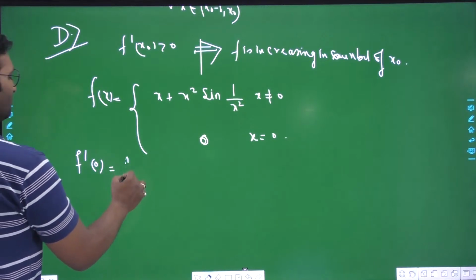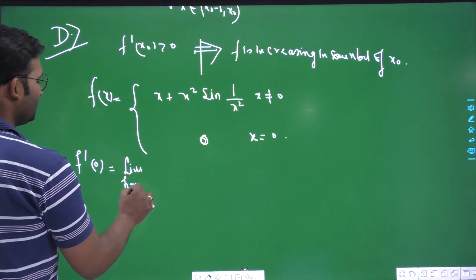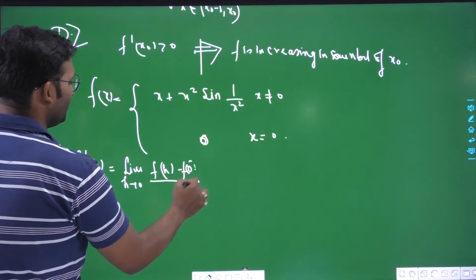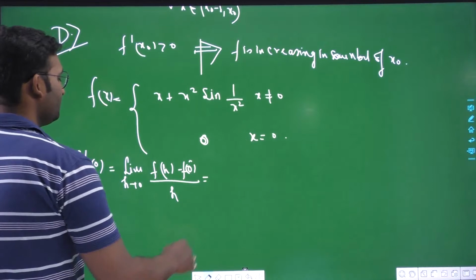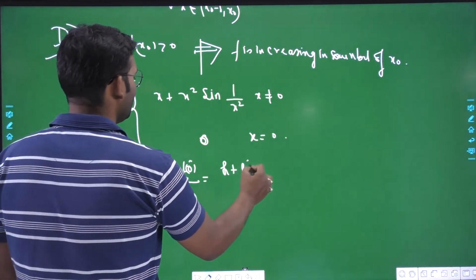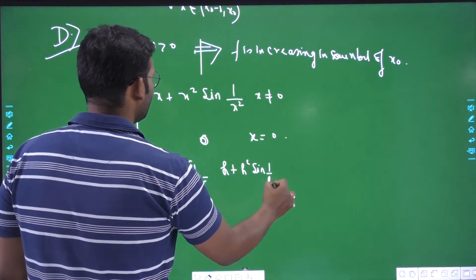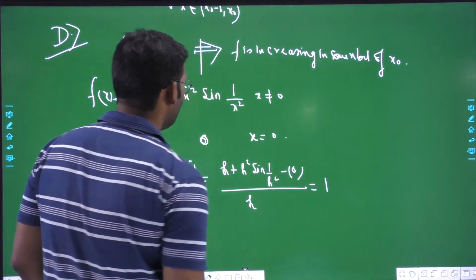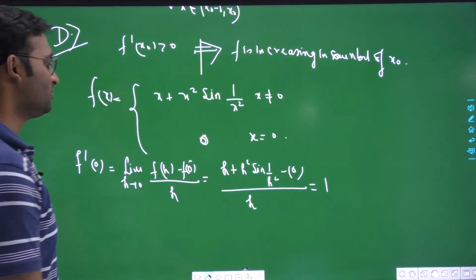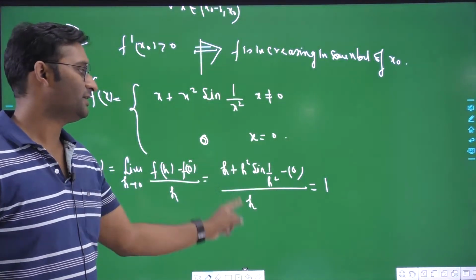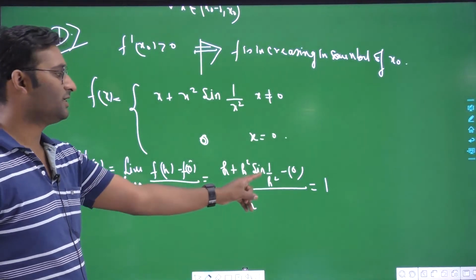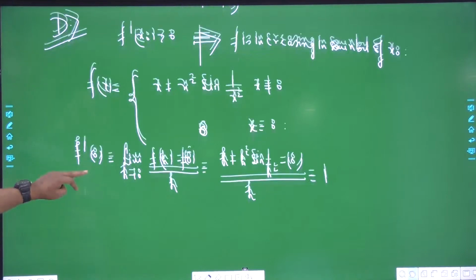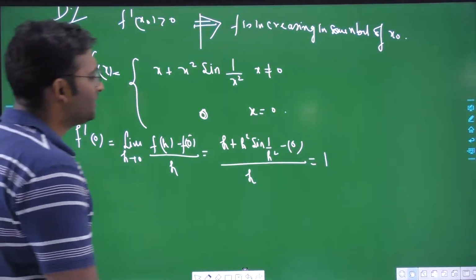So f dash 0 will be equal to the limit as h tends to 0 of f of h minus f of 0 divided by h. So what do you get? We simply get h plus h square sine of 1 over h square minus 0, divided by h. You just take h common out. So we get 1 from this, and then h square into sine of 1 over h square divided by h gives h into sine of 1 over h square. So this will converge towards 0, and this will converge towards 1. Obviously, f dash 0 comes out to be equal to 1, and certainly it is greater than 0.